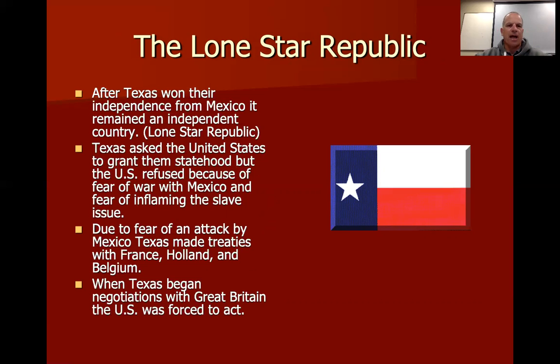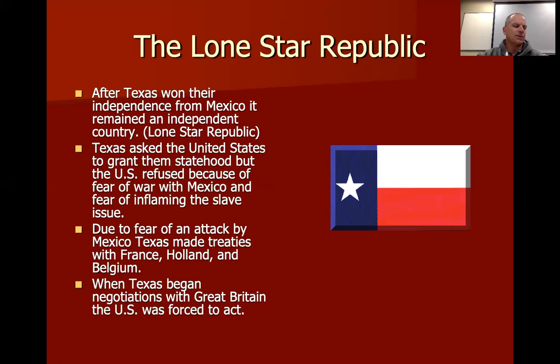Texas has been there for 9 years as an independent country. The United States refused to take them in because of fear of war with Mexico; they would rather trade with Mexico and not fight them. They were also worried that Texas coming in would upset the balance between the free and slave states. So when you think of Texas, think of it not as the state of Texas today, because the Texas territory included much more territory than just that. I'll show you maps here in a few minutes.